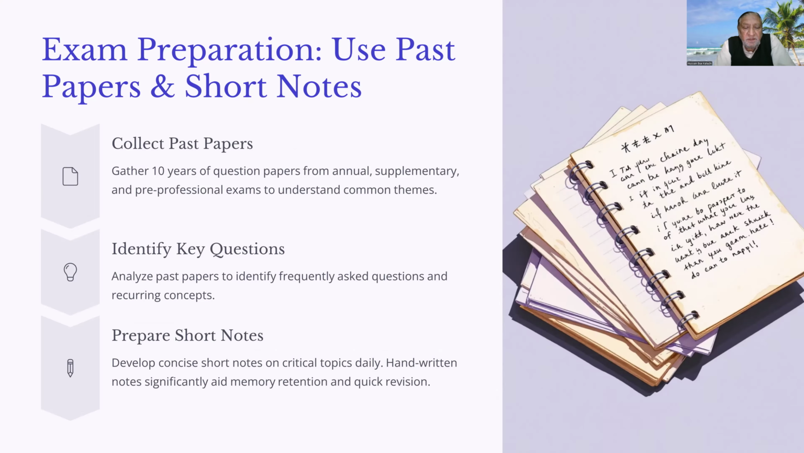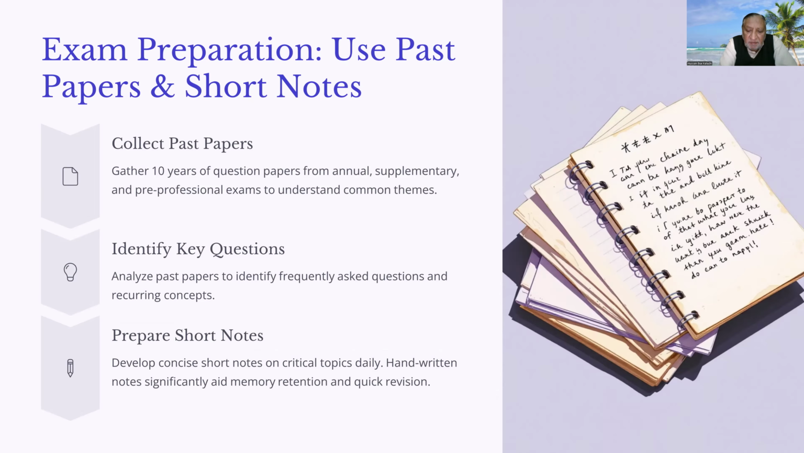Gather 10 years of question papers from annual, supplementary, and pre-professional exams to understand common themes. If you are unable, at least get 3 to 4 years of questions. Identify key questions. Analyze past papers to identify frequent questions. Prepare short notes. Develop concise short notes.